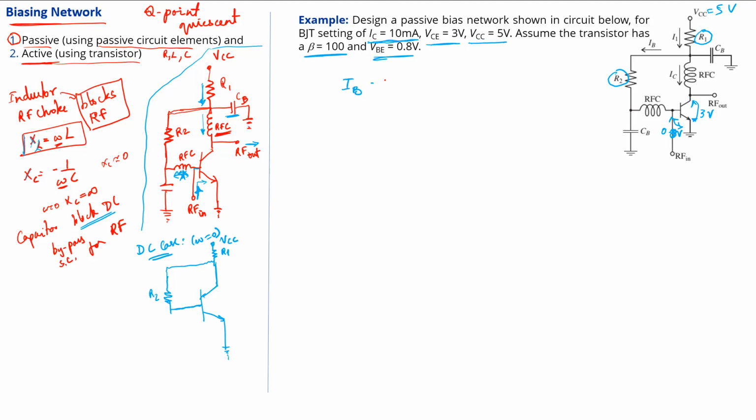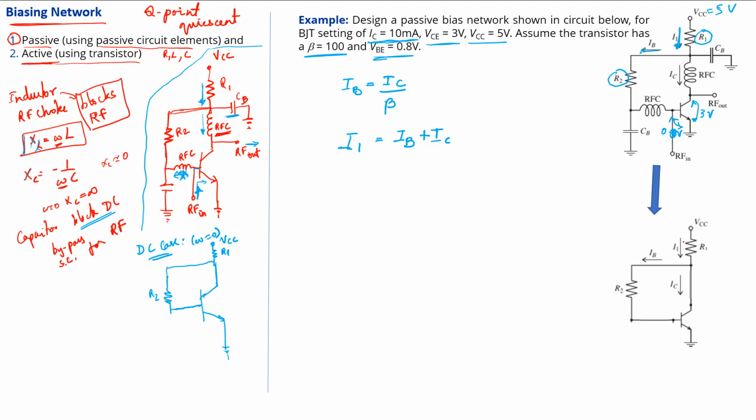We know that the base current is going to be the collector current over beta. The current I1 flowing from the supply is going to be IB plus IC, applying Kirchhoff's current law. If you look at the DC equivalent circuit, the I1 that flows here splits into IB, the base current, and the collector current, and in terms of beta that is going to be 1 plus 1 over beta. When we work it out with the values, the base current becomes 0.1 milliampere.